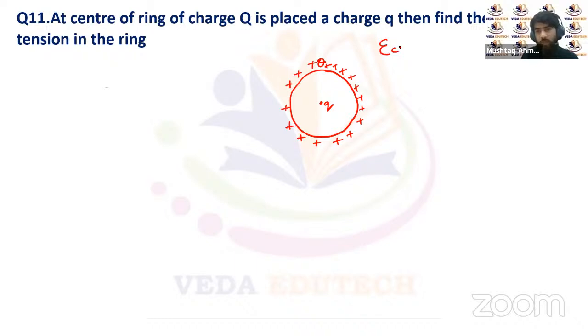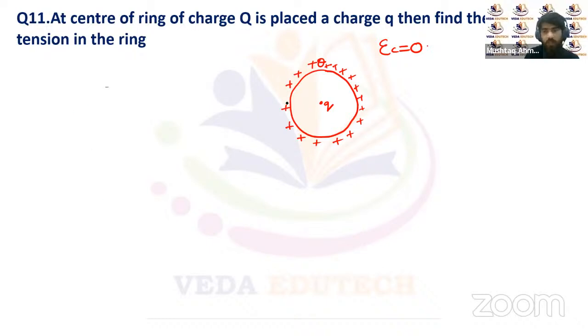So E at the center will be equal to zero. The net field will be zero, but there will be a tension within the ring because of this. The total force on this ring will be zero, but there will be a tension within the ring, right?